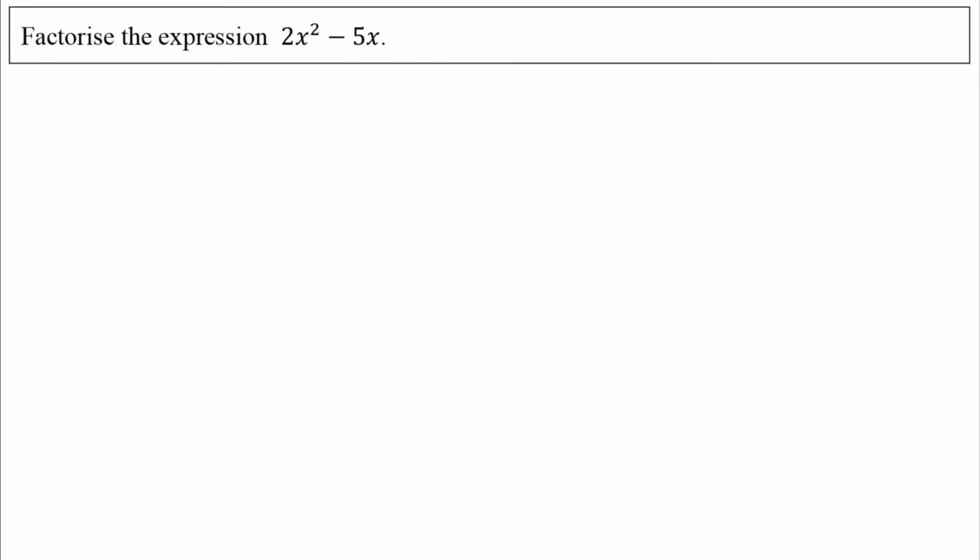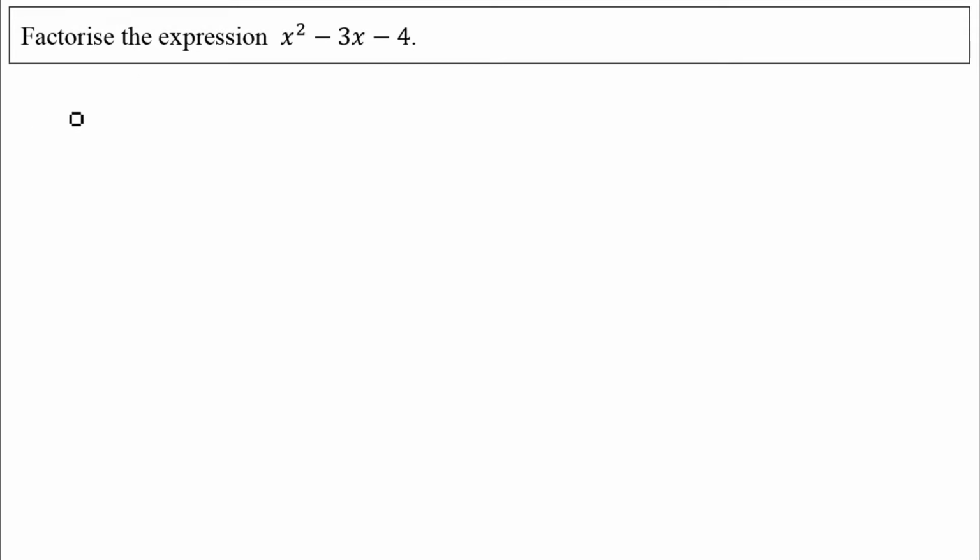So here is our first quadratic expression to factorise. 2x squared subtract 5x. And this does not require any new methods. We can just factorise a common term. There is an x in both pieces. We could factorise that out, leaving 2x subtract 5. If there is a common factor, we can factorise it out in the usual way. In this example, we don't have any common factors.